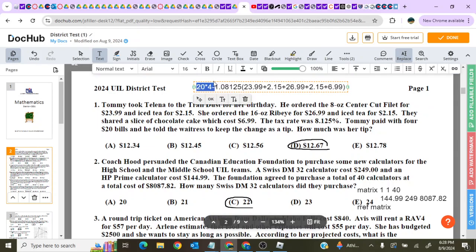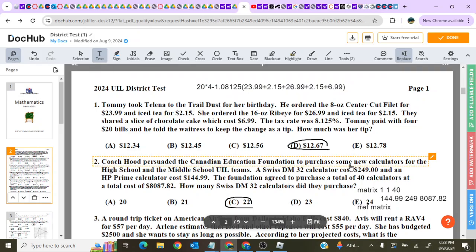Well, you start off with $80 and then you have to subtract everything they paid. You have the original cost plus the tax rate, so 1.08125 times the entire cost, which is just going to be all this stuff added together, and you get 12.67.